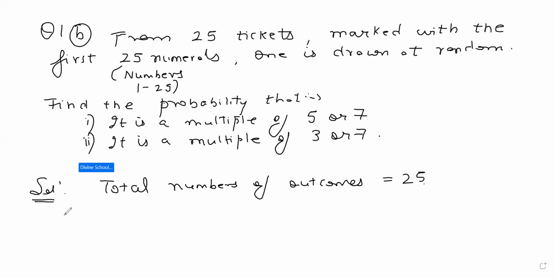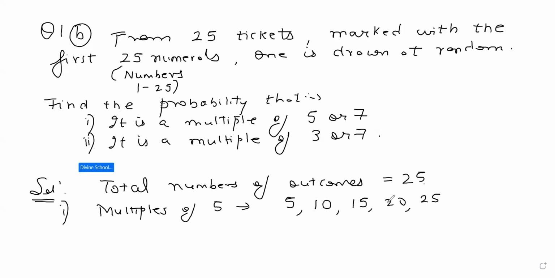Now, what are the favorable outcomes for part 1? So what are the multiples of 5? The multiples of 5 are 5, 10, 15, 20, 25. Will I take 30? No, because the tickets are only marked 1 to 25. So my multiples of 5 are these. What are my multiples of 7? Multiples of 7 are 7, 14, 21, 28. But will 28 come? No, because again the numbers are marked 1 to 25.